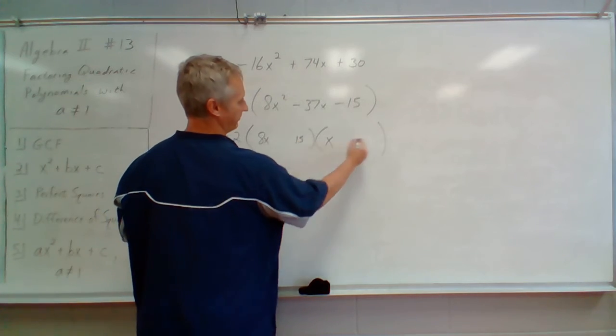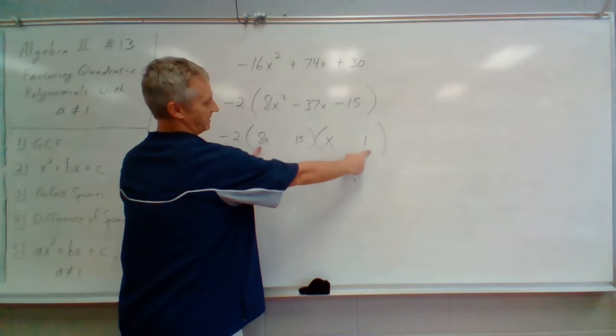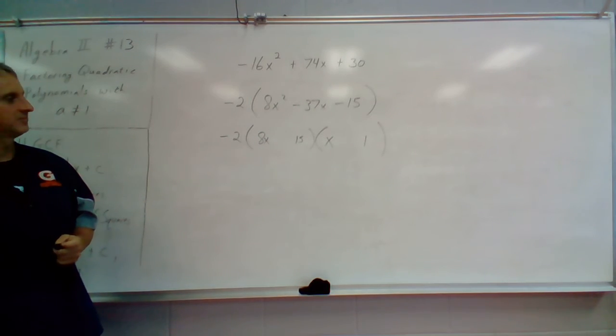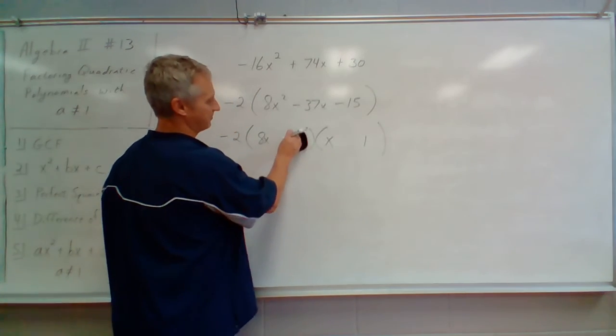15 and 1. 8x squared. We get an 8x and a 15x. 15 plus 8 is not 37. 15 minus 8 is not 37. No way to make that happen.